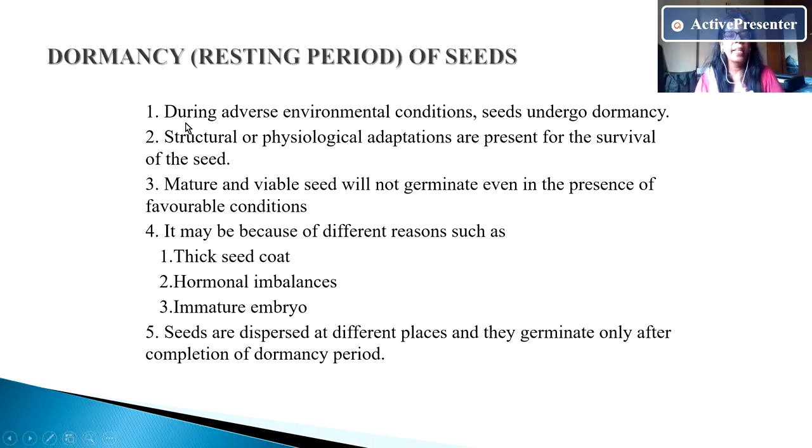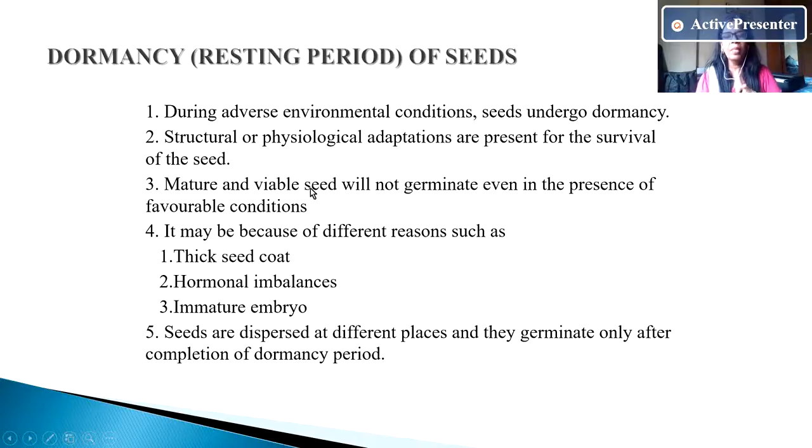And dormancy. Next one is dormancy, that is resting period of seeds. During adverse environmental conditions, seeds undergo dormancy. So even after fertilization, fruit formation, seed formation takes place, and the seed does not develop immediately. So it undergoes some resting period, that is known as dormancy. That may be due to some environmental condition or some internal, that is inhibitory factors. The structural or physiological adaptations are present for the survival of the seed.